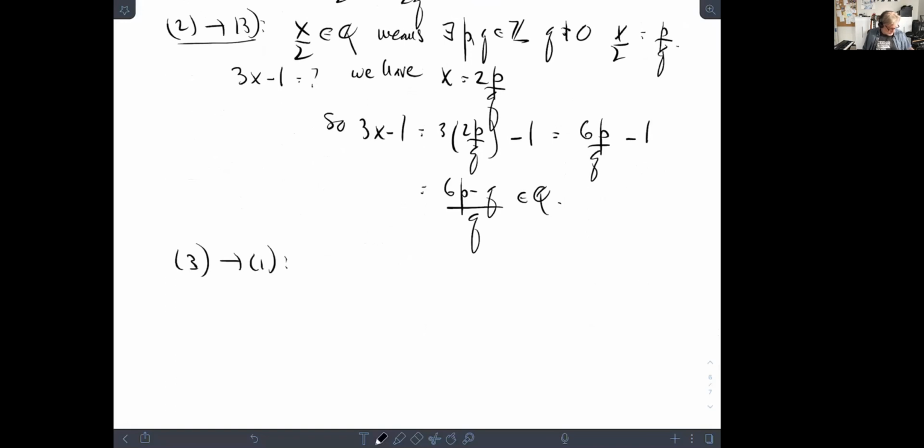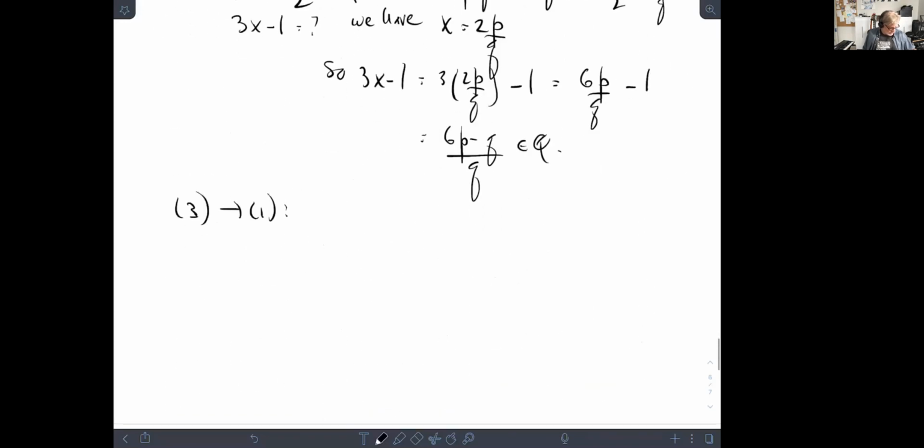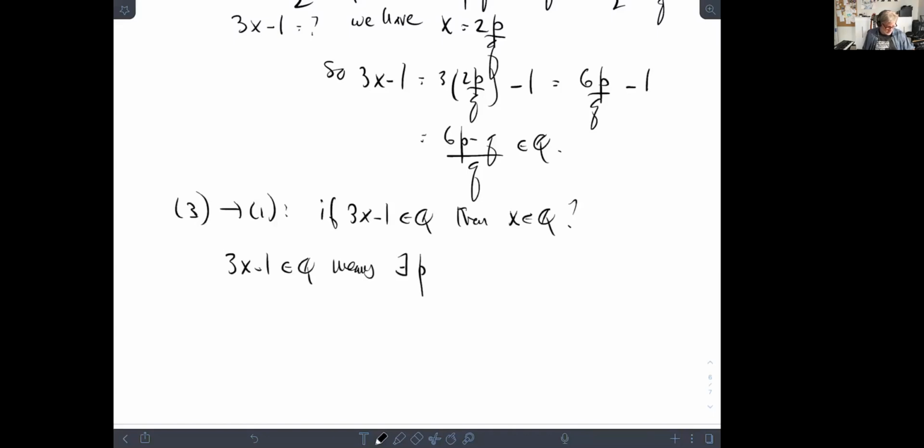And finally, the last step is to loop the loop. 3 implies 1. So I want to show that if 3x minus 1 is rational, then x is rational. Okay, that's what I want to prove. So my assumption is 3x minus 1 is rational. That means there exist integers p and q, q is not 0, such that 3x minus 1 is equal to p over q.